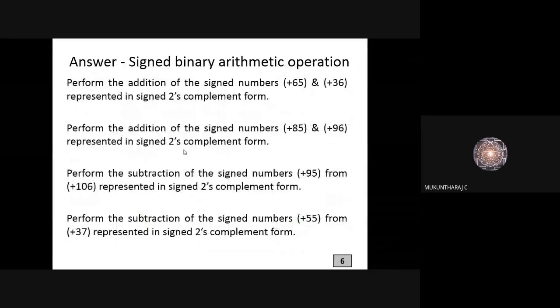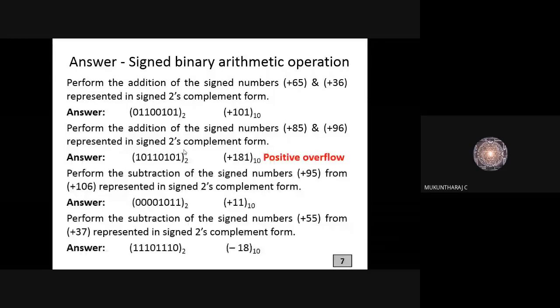Then the second exercise, the signed binary arithmetic operation. Based on this topic, we gave problems. The first one is to perform the addition of the signed numbers plus 65 and plus 36 represented in signed twos complement form. Similarly, there are three other problems: two addition problems and two subtraction problems. The corresponding answers are here. You can check whether the answer you found is correct or not.